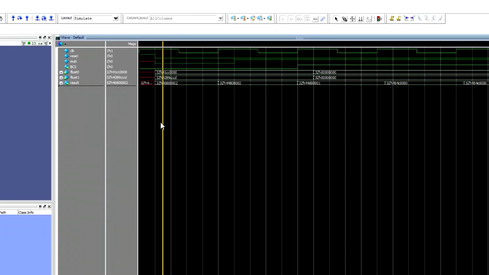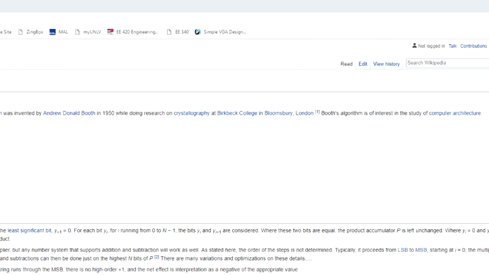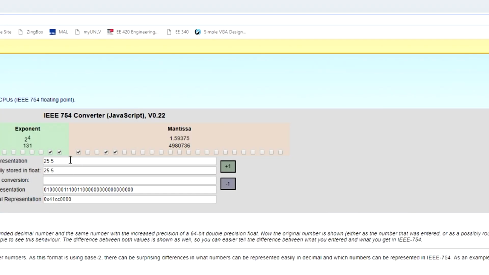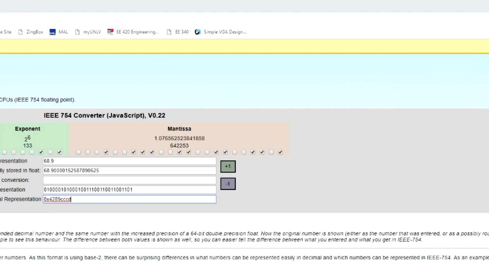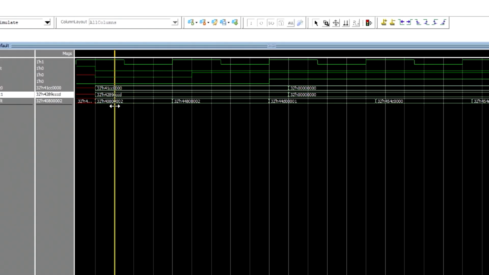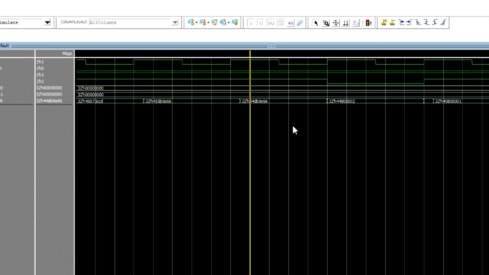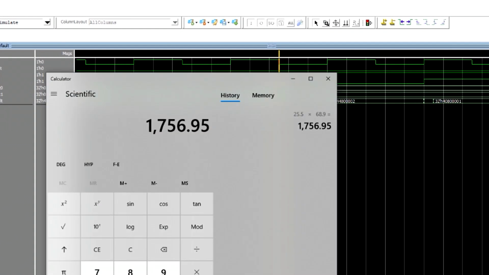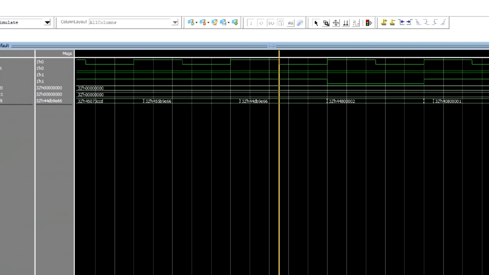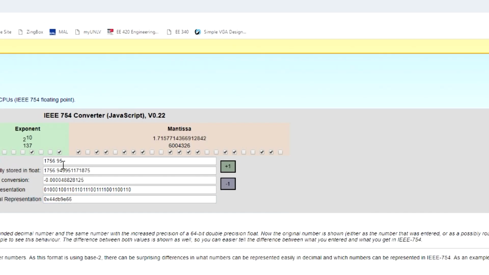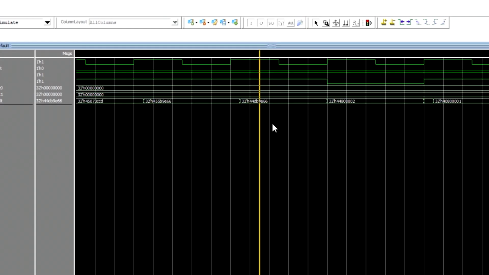In the simulation, I took two numbers, which are right here. I took 25.5 and 68.9, so that I have them inputted right here. And the result after 26 cycles is right here. And when you multiply those two numbers, you get 1,756.95. So if you take a look here, I put in 1,756, and this is the hexadecimal value, and it definitely matches this particular value.